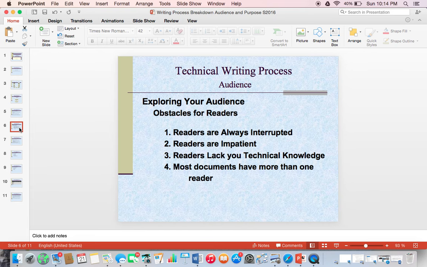Now, let's go on to audience. Once we've established our purpose, we have to learn or find out about who our audience or who our readers are going to be, and more importantly, how they're going to use a document, and maybe the kinds of obstacles or problems that your reader might confront when reading not only your technical document, but any technical document.